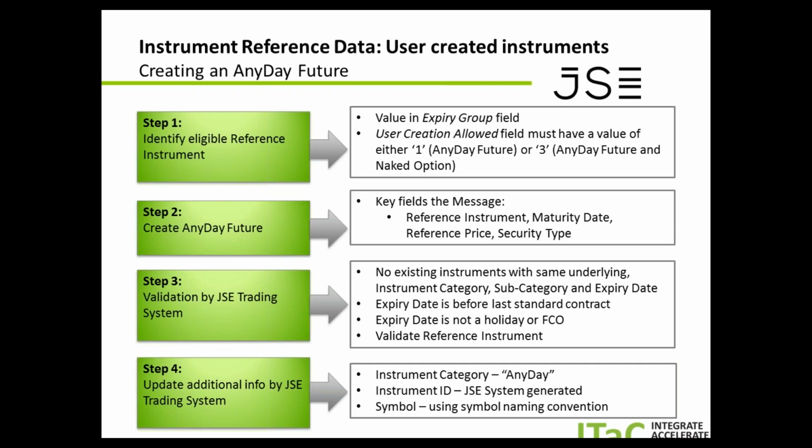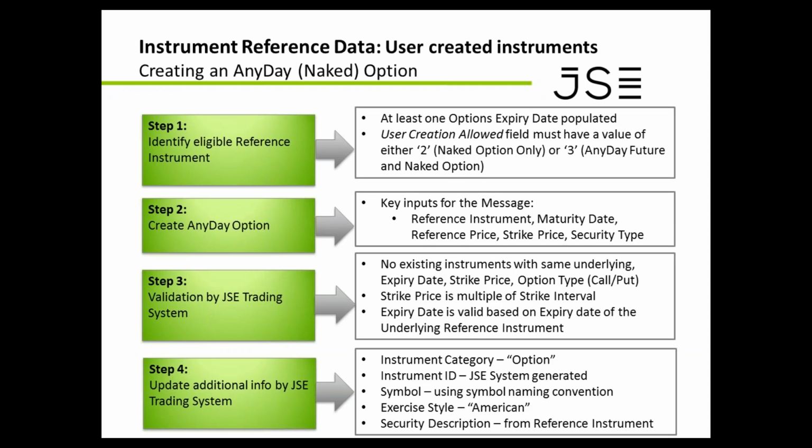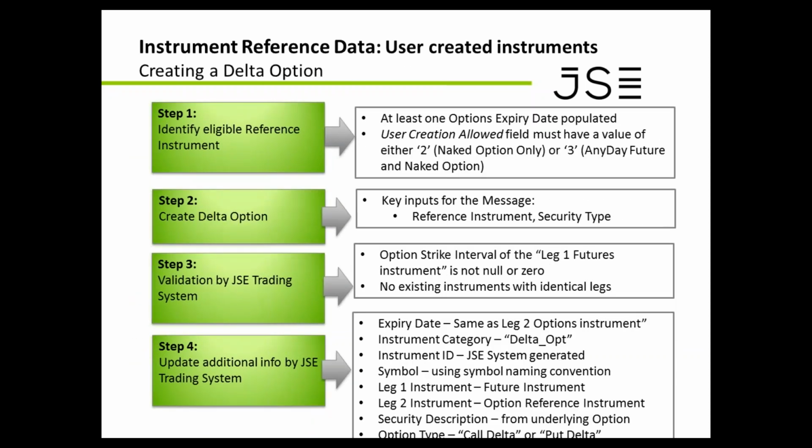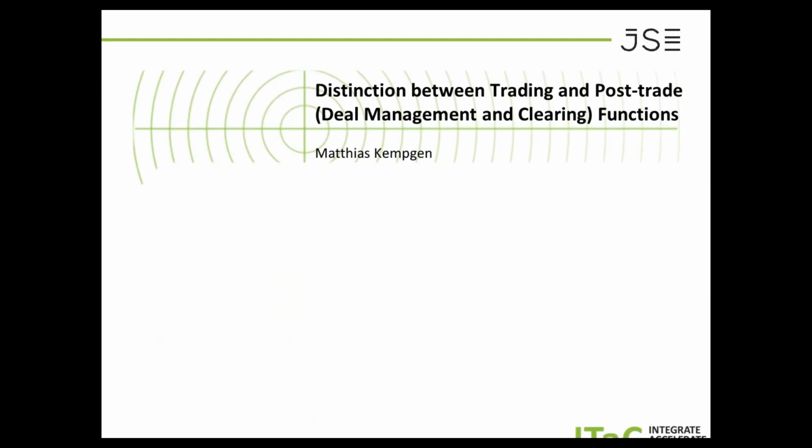But otherwise we'll go through, and the delta options is the same. You'll see some of the boxes are a little bit bigger because there's a bit more information that you need to provide for a certain instrument. Any days being a lot simpler. The delta options are just if you are creating your instrument and there's no any day future available, you'd obviously create the any day first and then the option on top of it. And that's it from a user created instrument perspective. Are there any general questions on that process, or if anything jumps out at you that you're not seeing in the current world or in the new world?